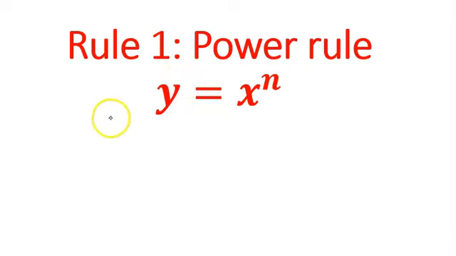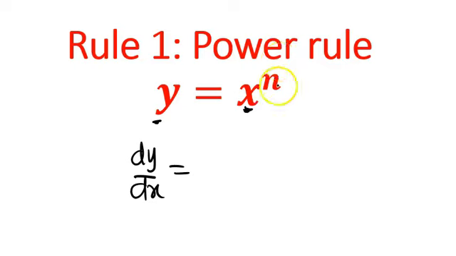This is called the power rule. Now, if you have a function y which is equal to x to the power n, where y is the dependent variable and x is the independent variable, and you want to find the derivative, dy dx, it's simply you bring the power forward and then you reduce the power by 1, n minus 1. Very simple.